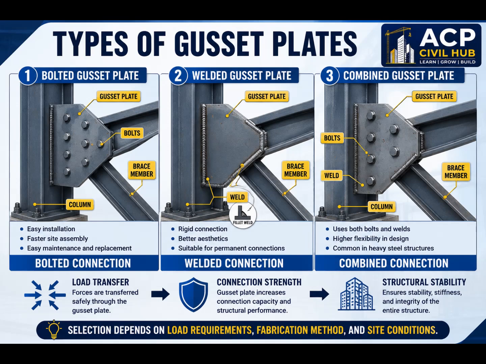The second type is the welded gusset plate connection. In this case, welds are used instead of bolts. Welded connections provide higher rigidity and are commonly used where permanent connections are required. The third type is the combined gusset plate connection. This system uses both bolts and welds together. Combined connections offer higher flexibility and are commonly used in heavy steel structures where additional strength is required. The selection of the connection type depends on load requirements, fabrication methods, erection conditions, and project specifications.